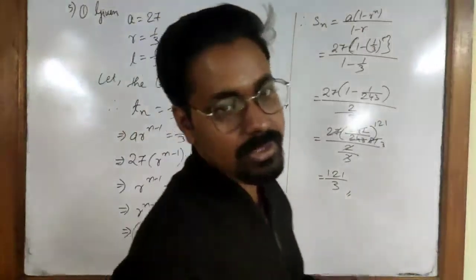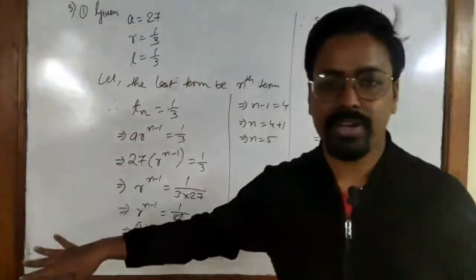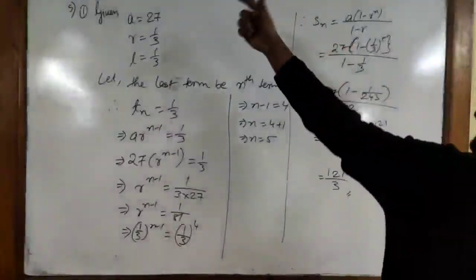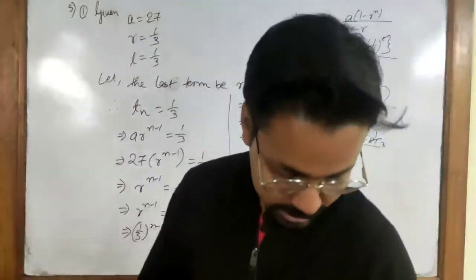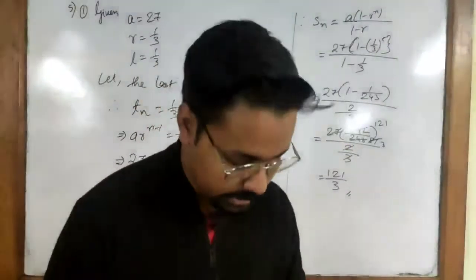So I hope that is clear. With the given values, find the value of n and you can find the sum, because the first term and common ratio are given. So let's move on; question number 2 will be your homework, try it yourself.